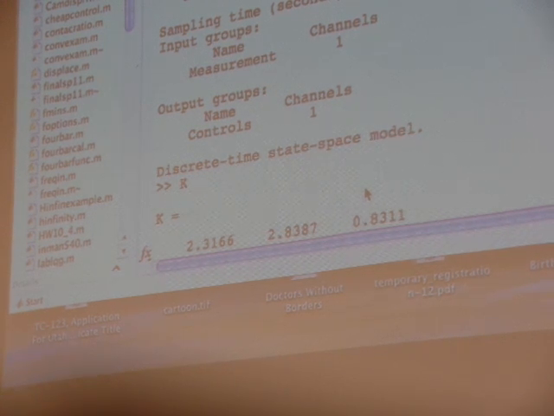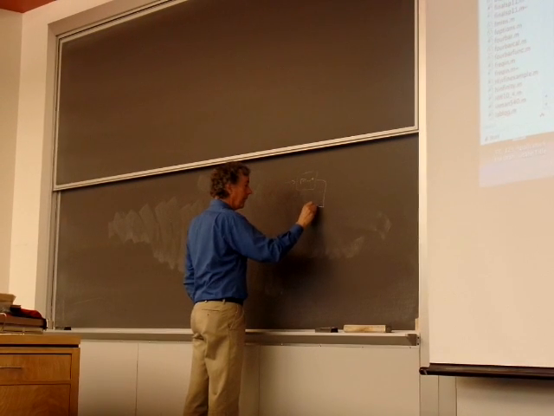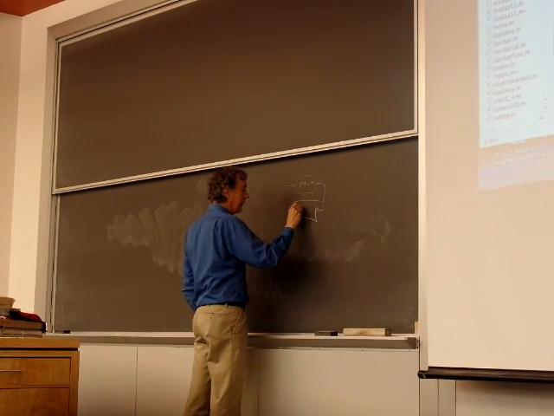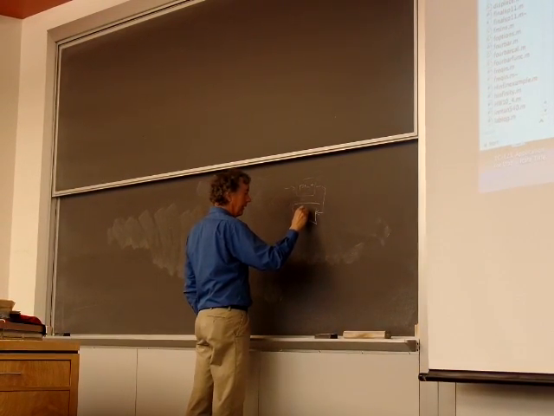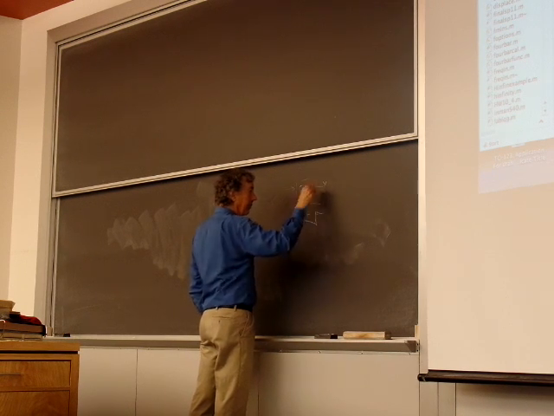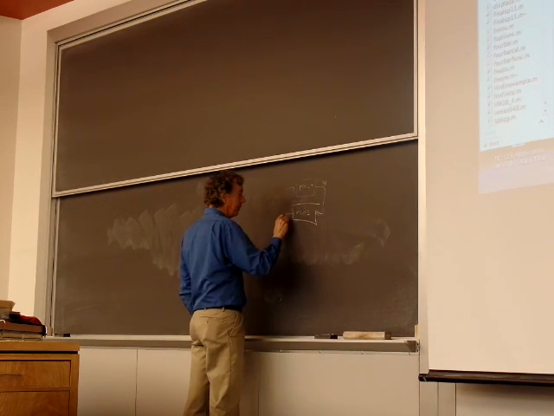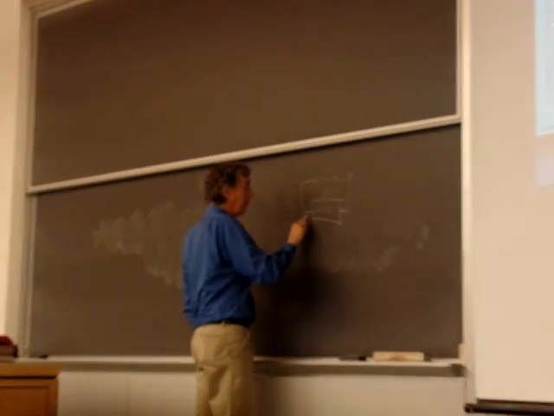But what we have here is, there's our plant. We've got this. This is my R sys. The input is the output of the plant. The output is U.